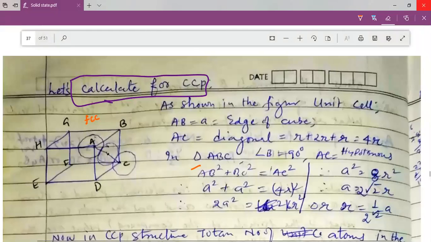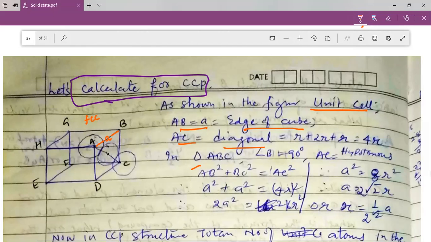As shown in the figure, my dear students, in the unit cell, AB is equal to a. This distance AB, we consider it as a, which is the side of the cube or edge of the cube. AC, you can see this AC, this AC is a diagonal. Now, my dear students, if you really understand it, you will come to know that this AC is made up of joining the various centers.